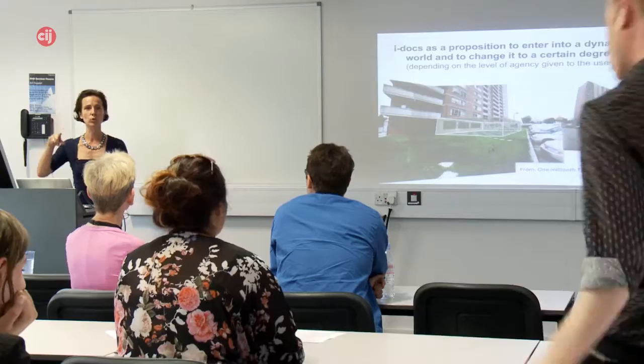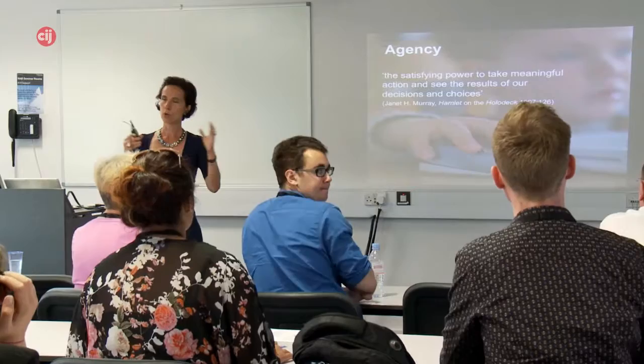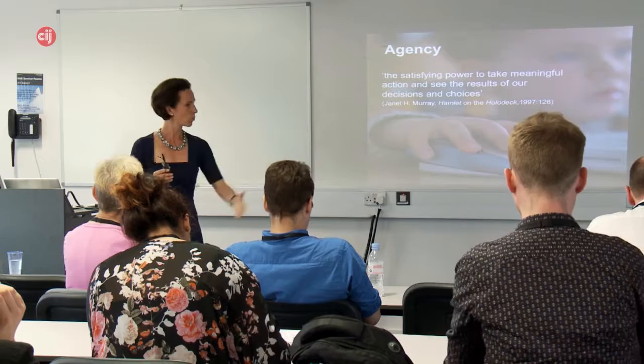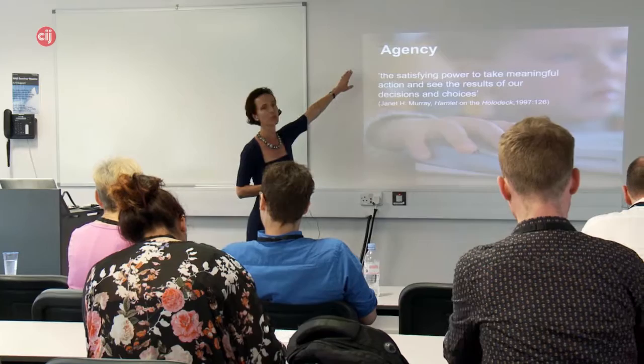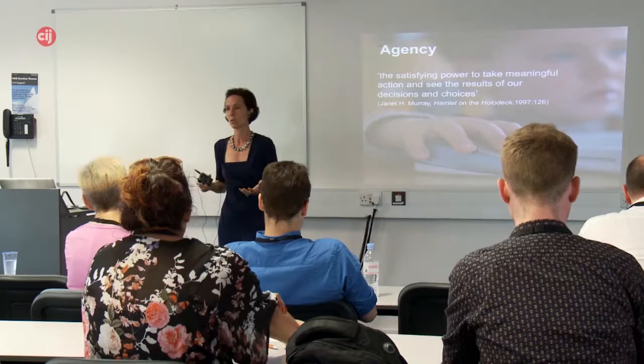It means that your job as an interactive producer or author is to think, okay, I know more or less what the story is that I want to say, but who is my user, and what am I allowing my user to do, feel, want, need within my story? So you need to give a level of agency. The other side of interactivity means that your user has an agency. Agency, this is a definition from Janet Murray, effectively means the power of doing something in this story.